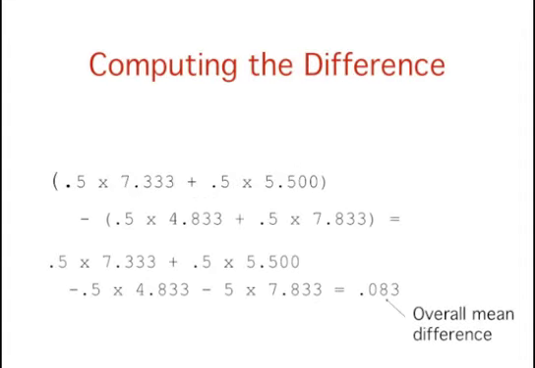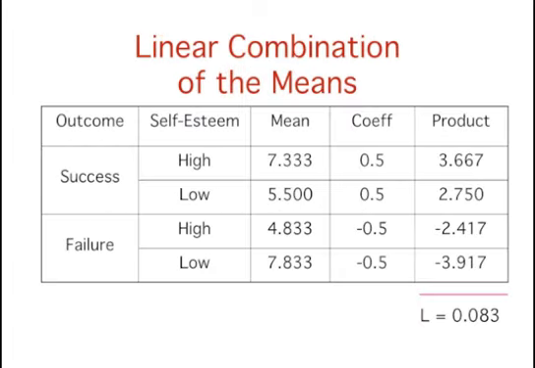By distributing the negative sign, you can see that the difference between the overall success mean and the overall failure mean can be computed by multiplying each success mean by 0.5 and each failure mean by negative 0.5 and adding the results. In this table, the coefficient column is the multiplier, and the product column is the result of the multiplication. If we add up the 4 values in the product column, we get 0.083. This is the same value we got when we computed the difference between means previously, within rounding error. We call this value L for linear combination.